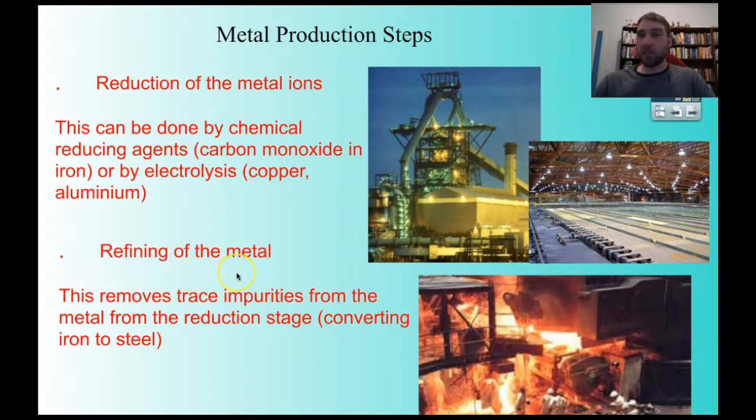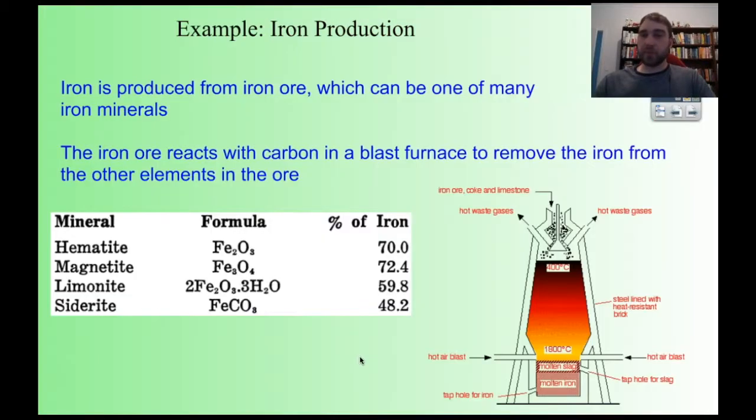You then may need to refine the metal depending on the purity of what you get from the reduction step. So the copper is normally 99.999-ish% pure, so you don't need to do a refining stage for that. But for iron, for example, you need to remove carbon if you want to turn it into steel. So that's a refining step. So we're going to look at some different metal production methods so that we can see how they're reduced and the differences between them. So we're going to start with iron.